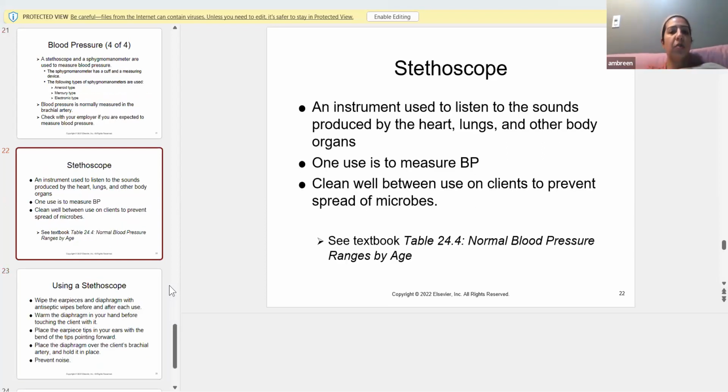A stethoscope is an instrument used to listen to the sounds produced by the heart, lungs, and other body organs. One used to measure blood pressure must be cleaned well between use on clients to prevent spread. If we use it on one client, we do not use it on the other client. We always make sure we clean it between each client.